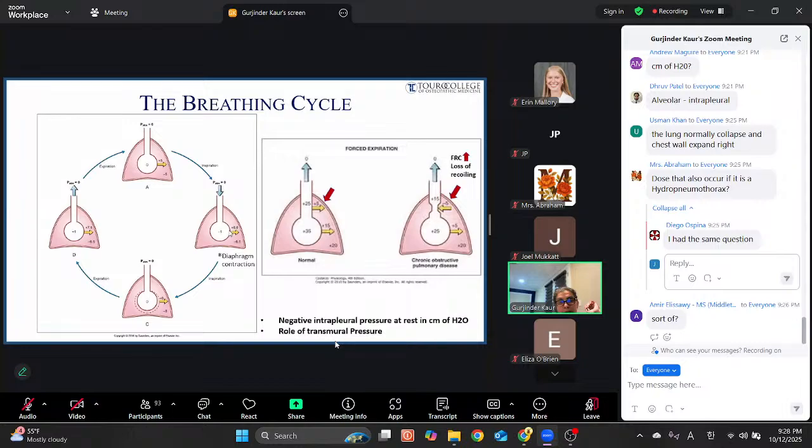So now your transmural pressure, how do you calculate it? -1 minus -6.5, right? It is basically alveolar pressure minus intrapleural pressure. That's how you calculate. Just keep in mind, as long as your transmural pressure is plus or positive, lungs cannot collapse.